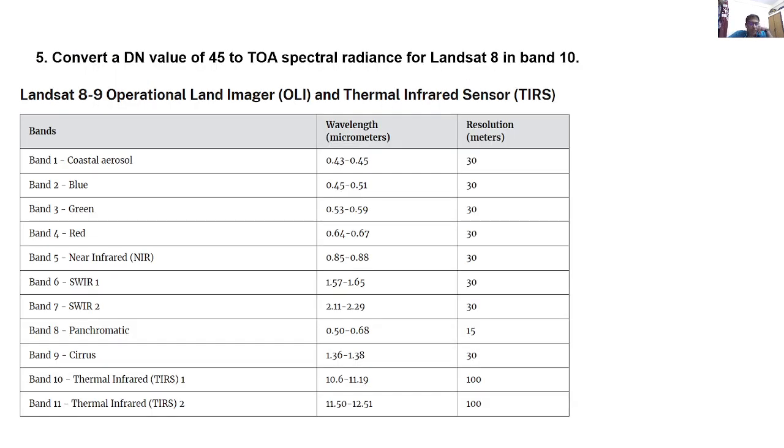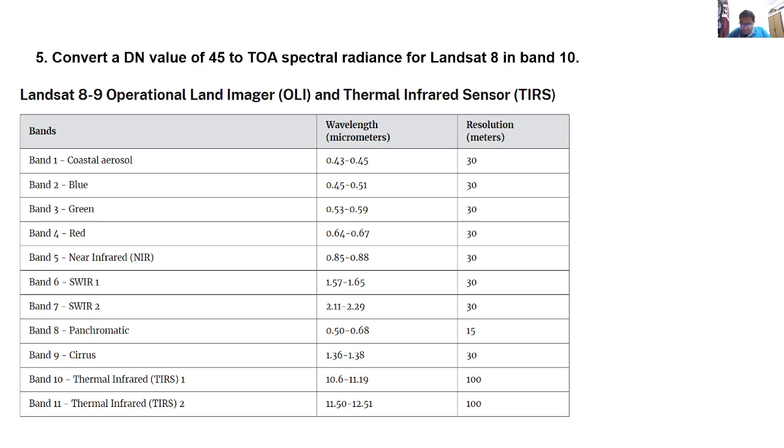Now, the next question, question number 5, is about conversion of DN value to the top of the atmosphere spectral radiance. In level 1 data of Landsat, let us say Landsat is a classic satellite, first of all, which has data for more than 50 years. So even if you want to check the land cover of your village of the 1980s, you can freely download the data from the USGS Earth Explorer website and see how the landscape was there in your village. That is what this Landsat series enables us researchers to do.